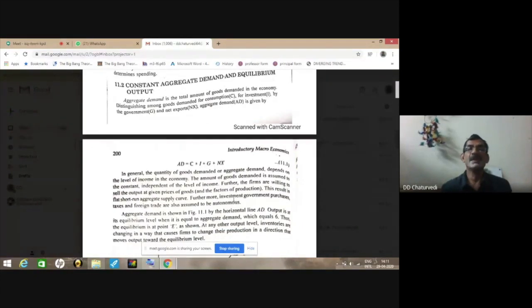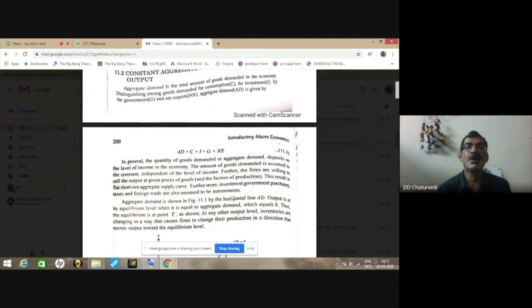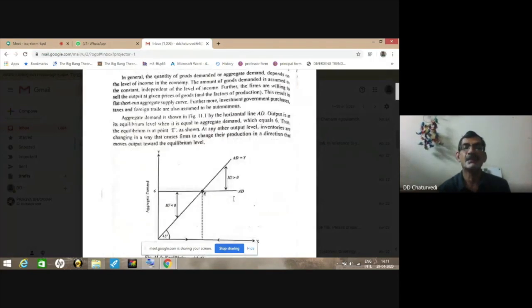Now we are assuming that investment, government expenditure, and net exports are exogenous, fixed, or autonomous. That is why when we plot aggregate demand curve, it is going to be parallel to x-axis.